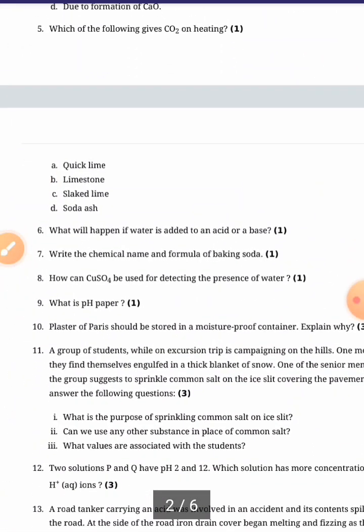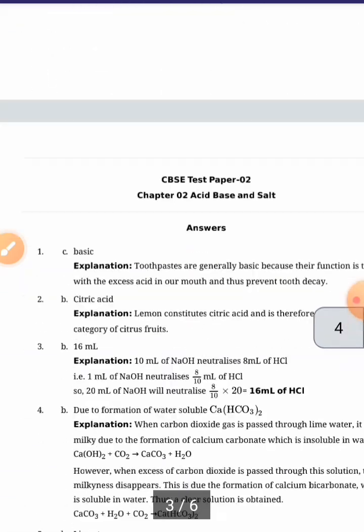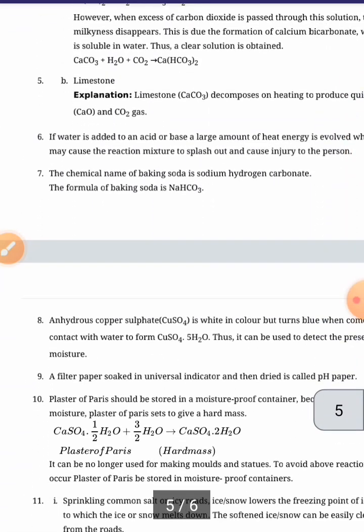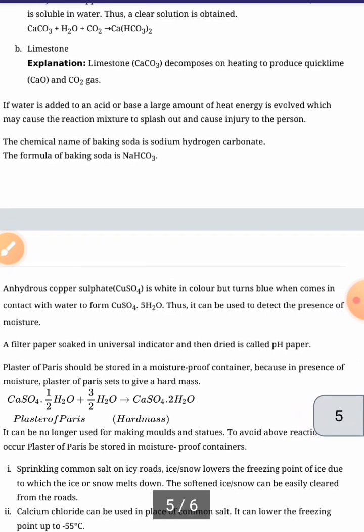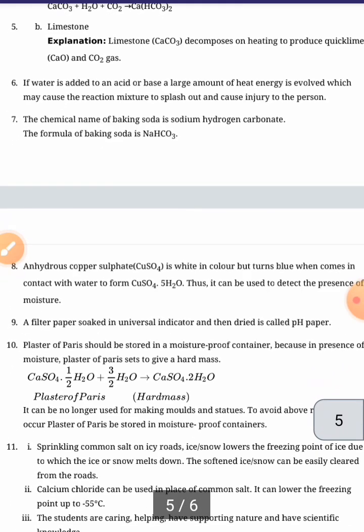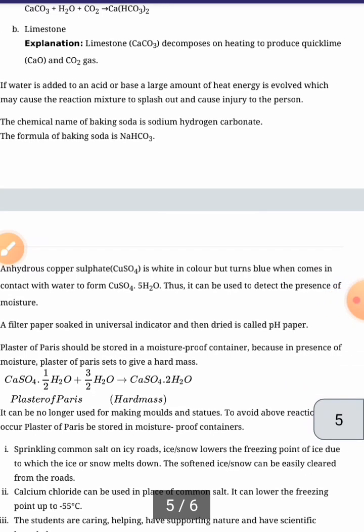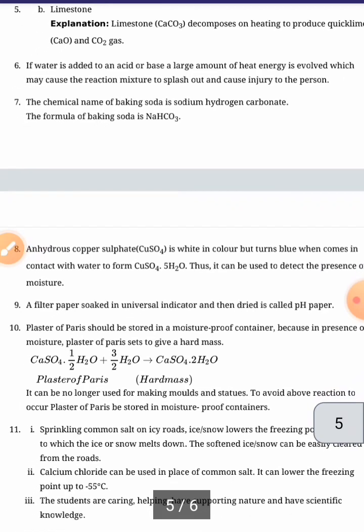Now come to question number 8. How can CuSO4 be used for detecting the presence of water? Answer: anhydrous copper sulfate is white in color but turns blue when it comes in contact with water to form CuSO4·5H2O. Thus it can be used for detecting the presence of moisture.